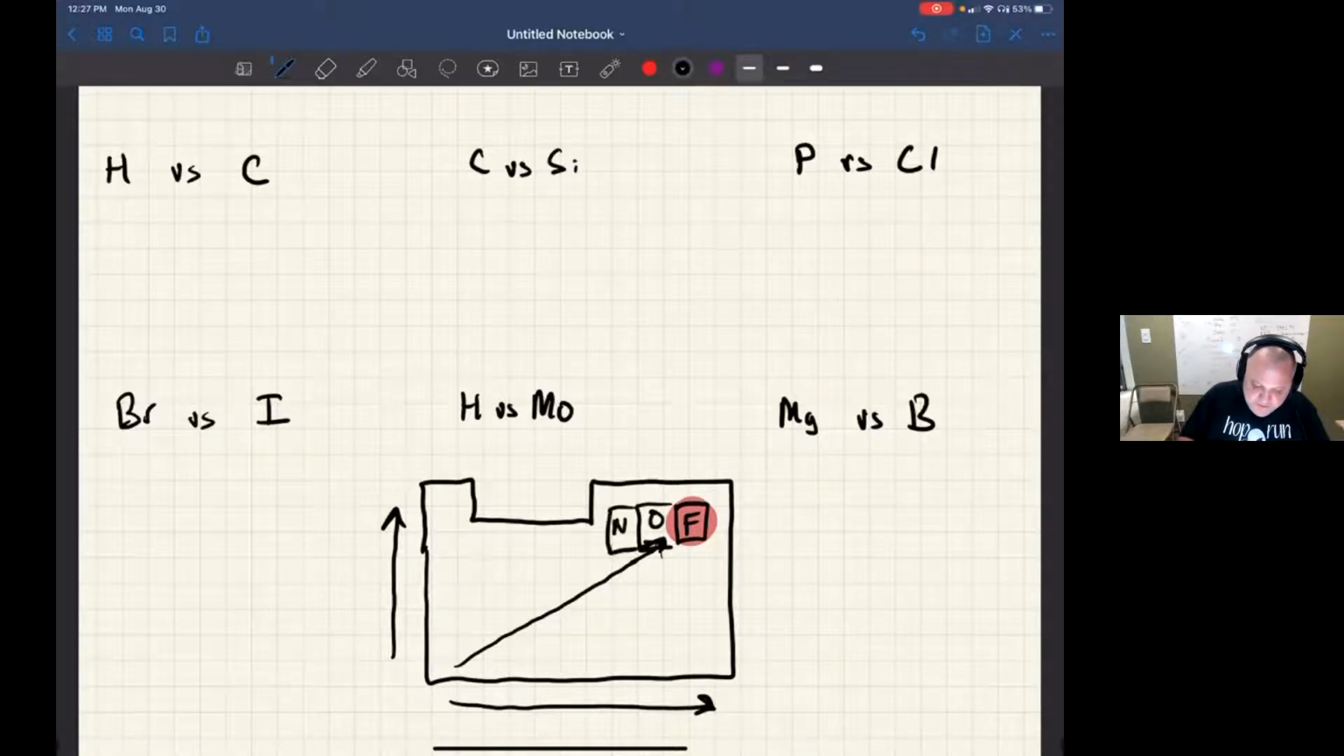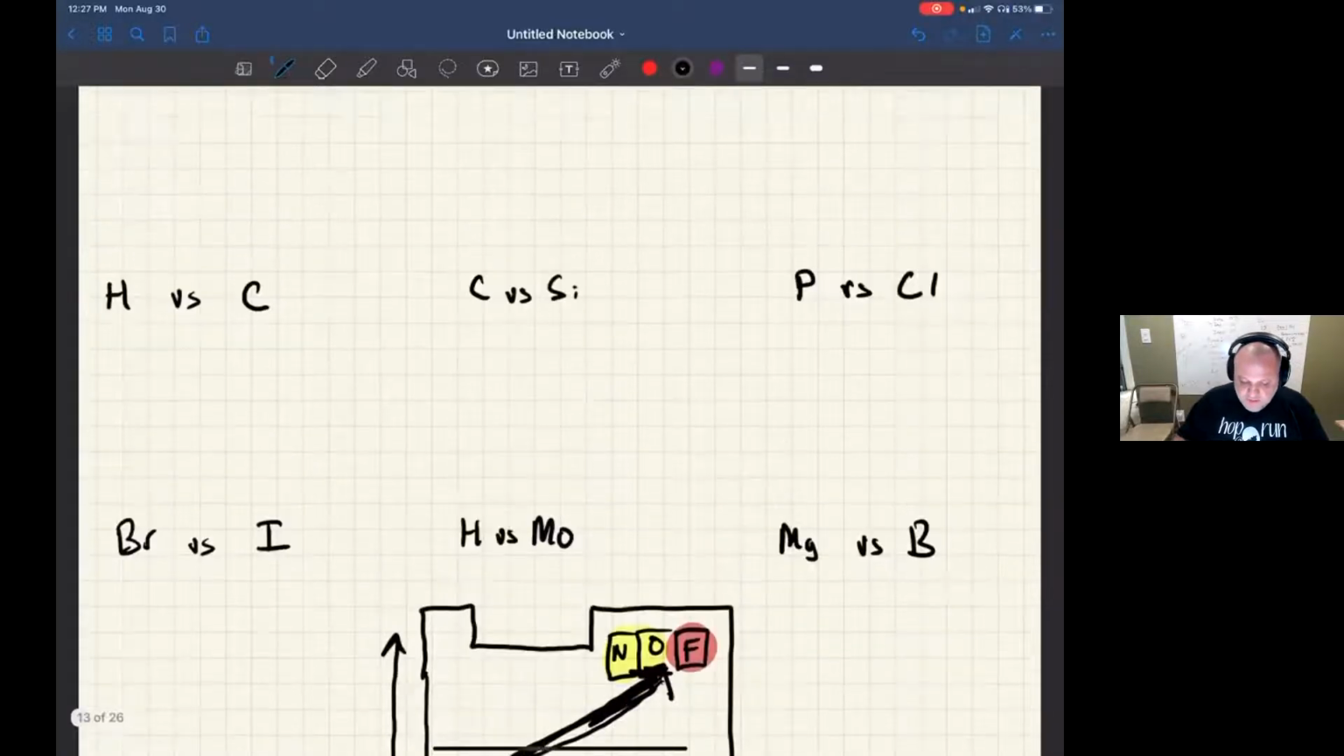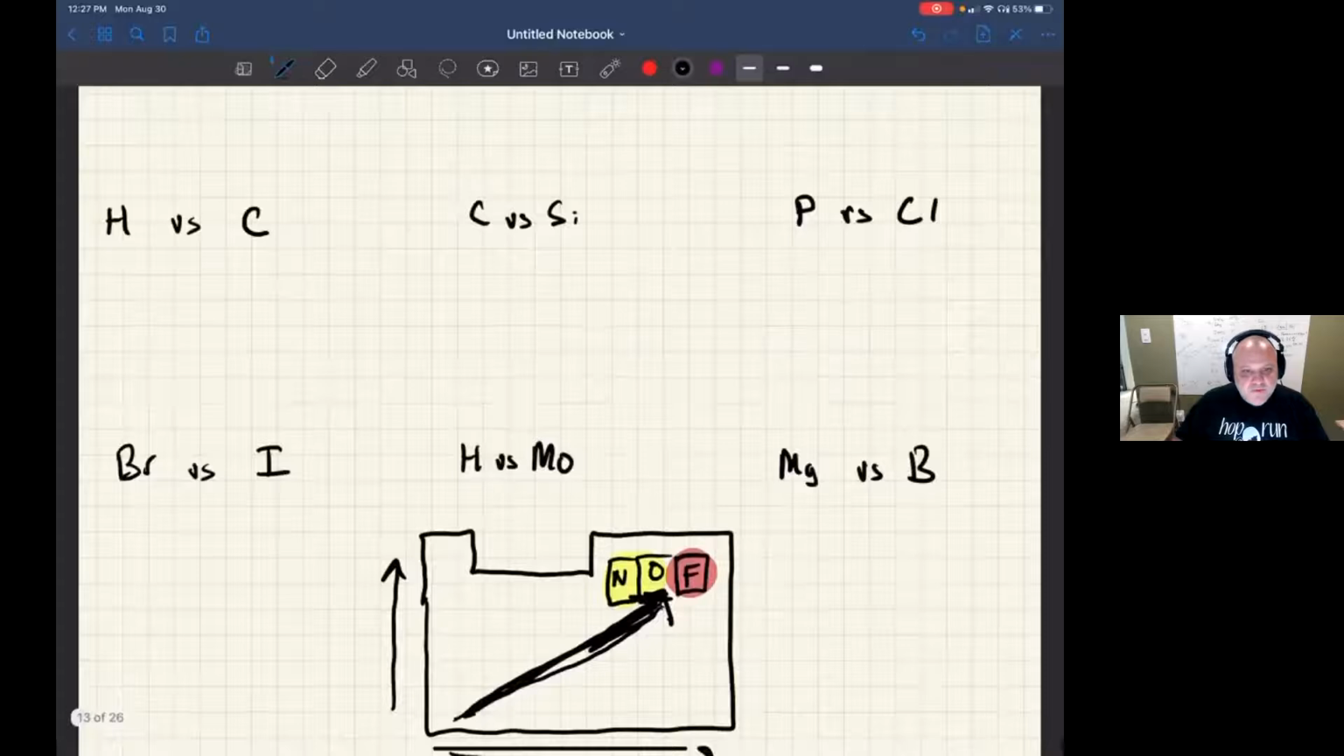So these are the three most electronegative atoms on the periodic table, fluorine being the most electronegative atom. So the general trend is this way. And so this is what we want to know when we want to do these particular comparisons. The only other thing is hydrogen.